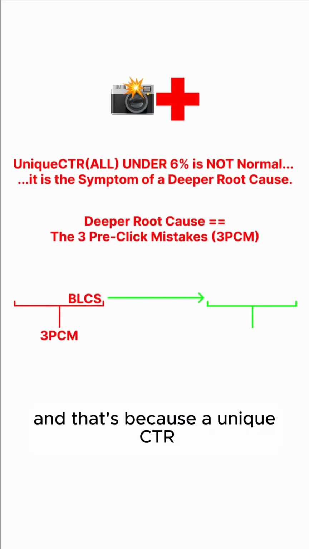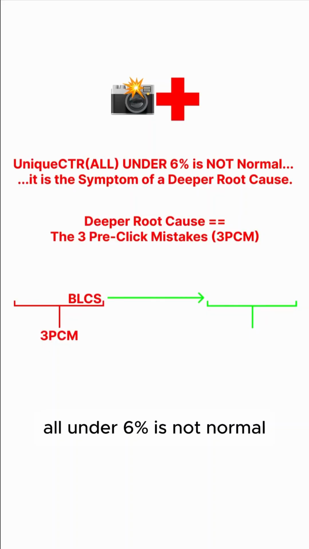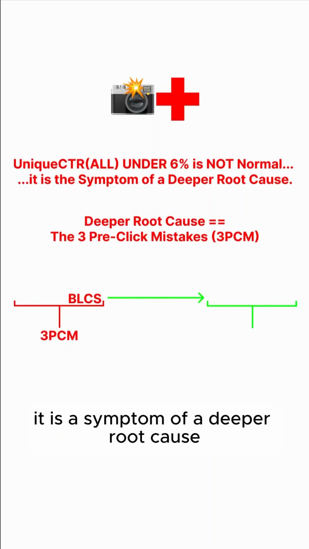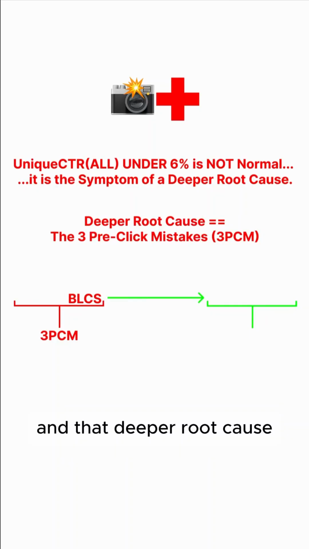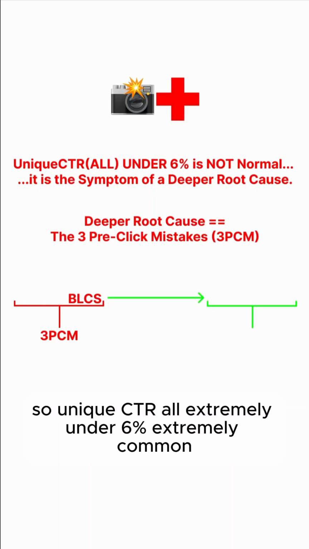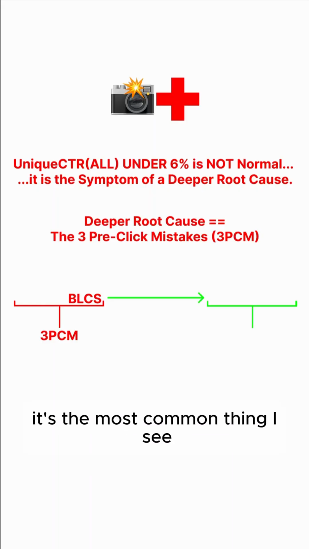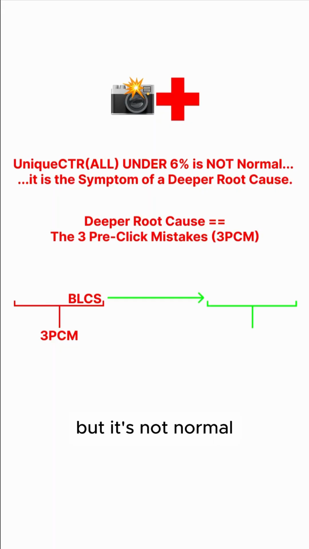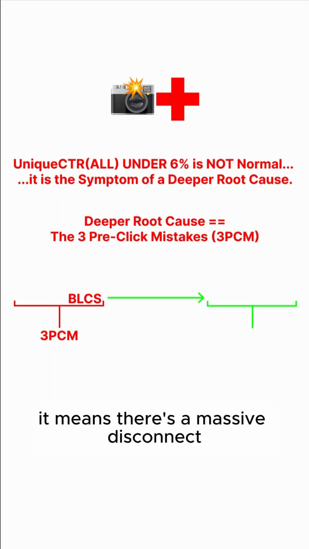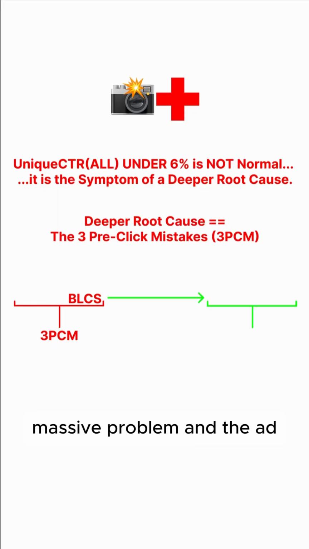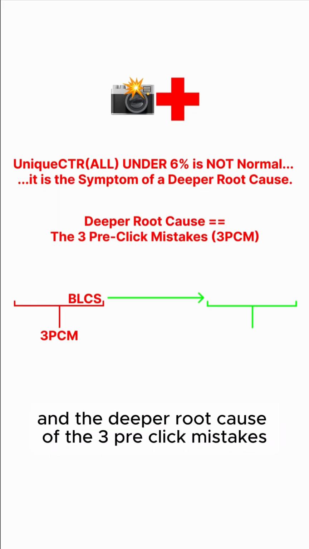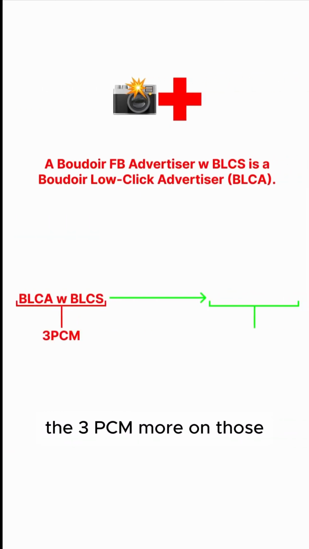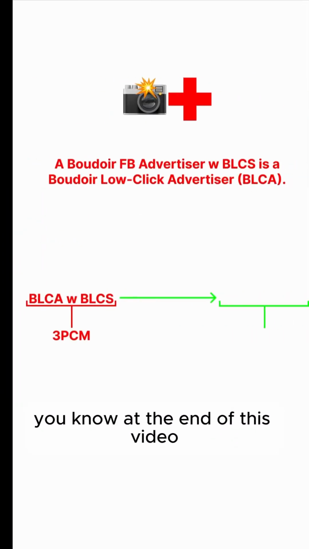And that's because a unique CTR all under 6% is not normal. It is a symptom of a deeper root cause. And that deeper root cause are the 3 pre-click mistakes. So unique CTR all under 6% is extremely common. It's the most common thing I see with Boudoir Facebook advertisers. But it's not normal. It means there's a massive disconnect, a massive problem in the ad. And the deeper root cause are the 3 pre-click mistakes, the 3 PCM. More on those at the end of this video.